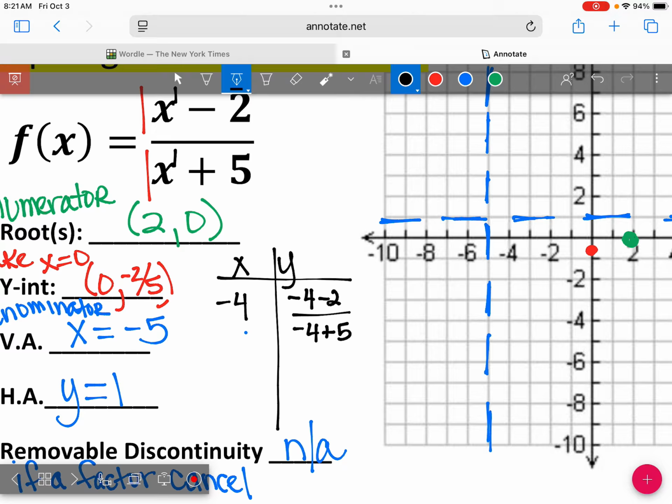Yes. -6. Anybody else get -6? I'll give everybody else a chance. We're a little faster. So you should get -6 because you have -6 in the top divided by 1, which is -6. So I do have a point at -4, -6. I'm going to go ahead and graph that point. So let's put a point at -4, -6.